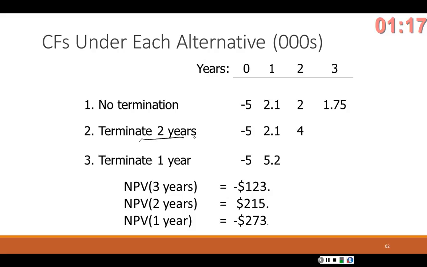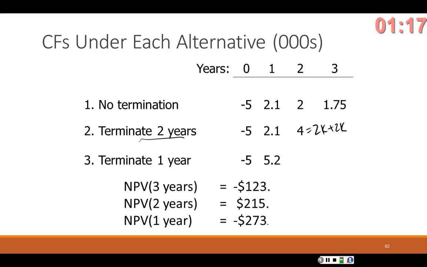If we terminated after 2 years, we've spent $5,000 on the project, gotten $2,100 in year 1, received $2,000 from operations in year 2, and salvaged the machine for $2,000 to give you $4,000. So that's $2,000 plus $2,000 there, which would give you a positive net present value of $215.